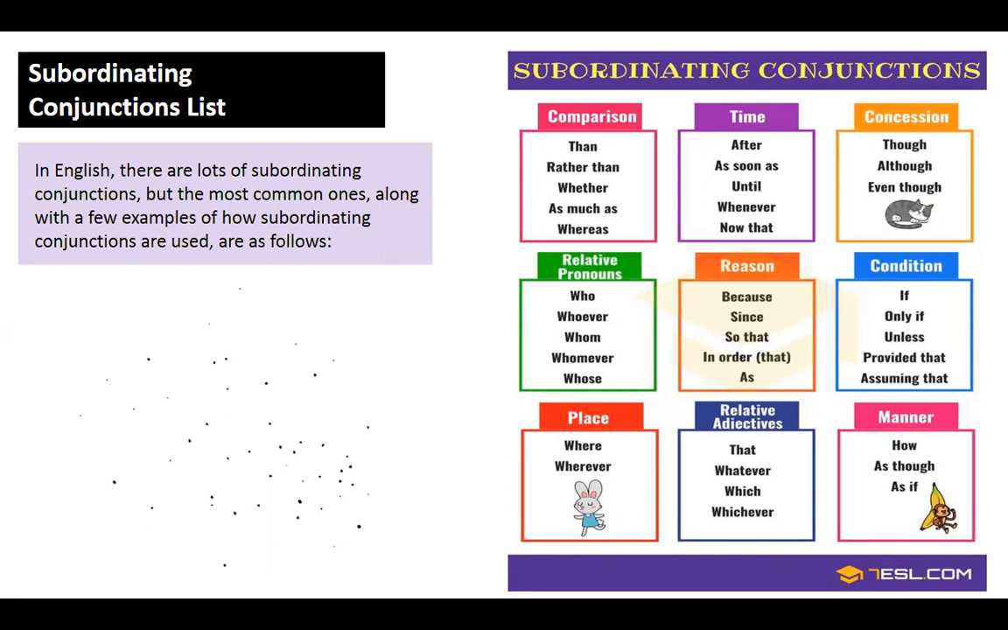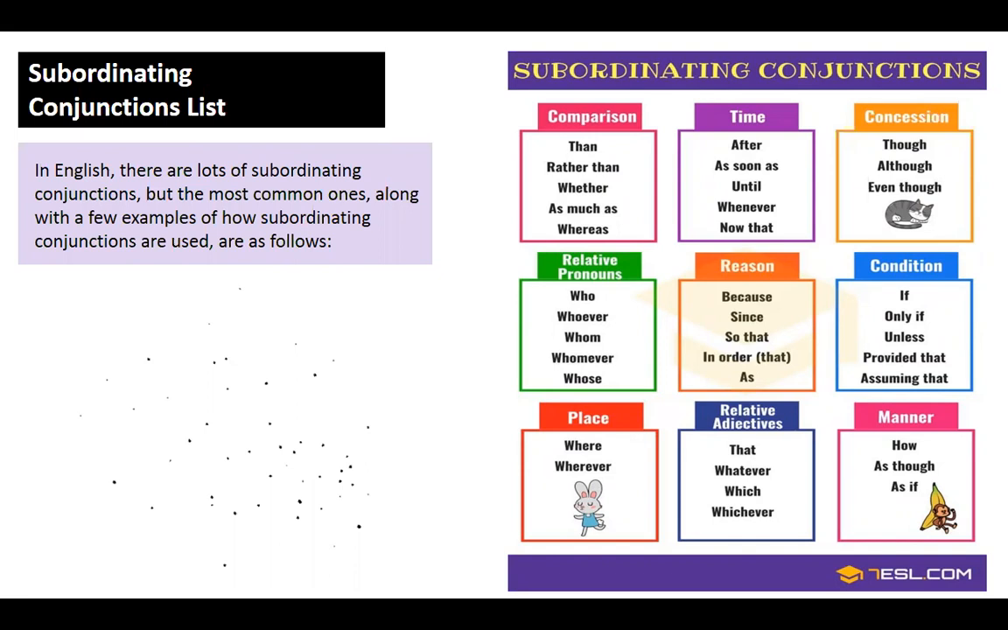Subordinating conjunctions for comparison are than, rather than, whether, as much as, and whereas. And subordinating conjunctions for time are after, as soon as, until, whenever, and now that. Subordinating conjunctions for concession are though, although, and even though. And subordinating conjunctions for relative pronouns are who, whoever, whom, whomever, and whose. And subordinating conjunctions for reason are because, since, so that, in order that, or as.